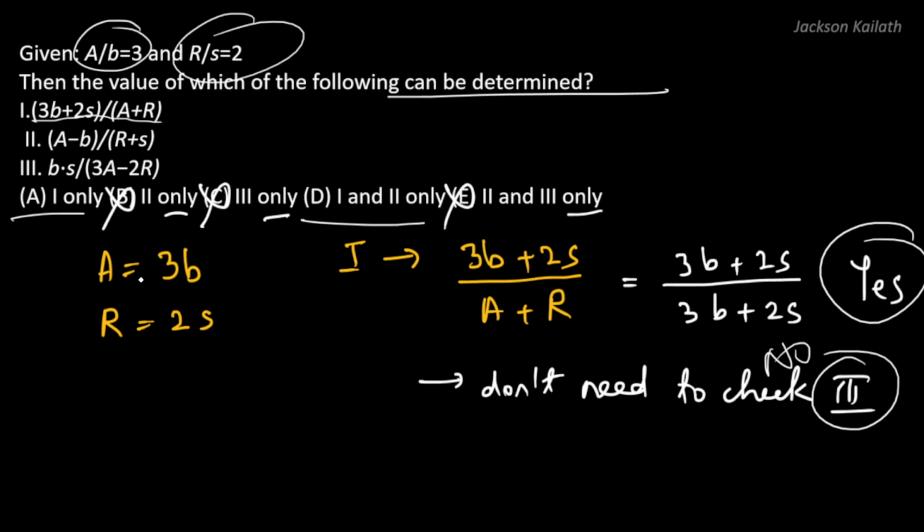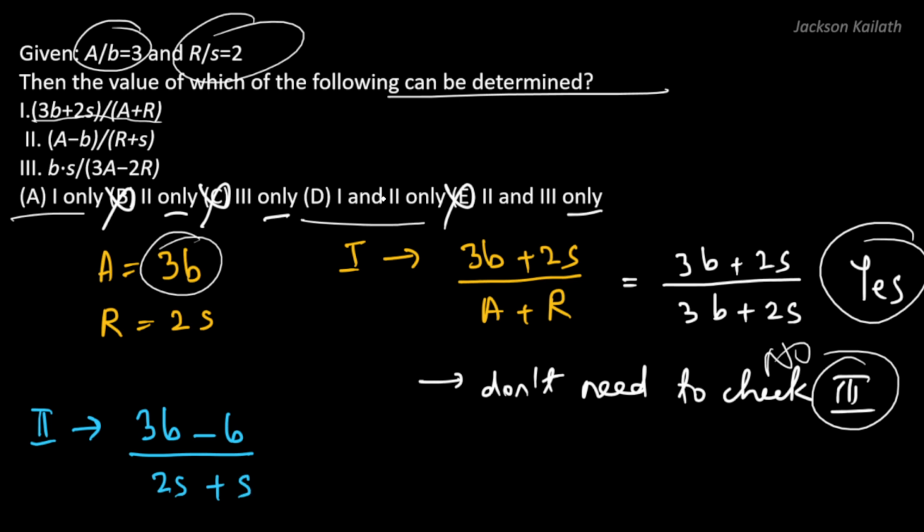All right. Now let's take a look at statement 2. So statement 2 says (A - B) by (R + S). Now instead of A, let me write 3B, and instead of R, let me write 2S. Okay. So A - B becomes 3B - B, and R + S becomes 2S + S.